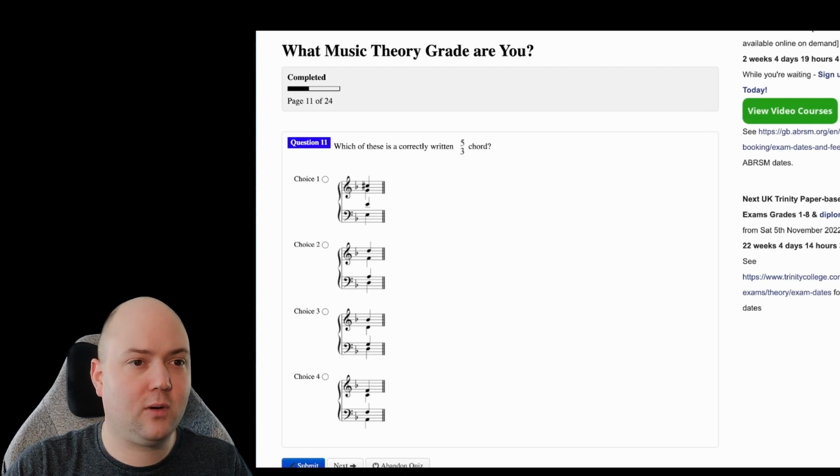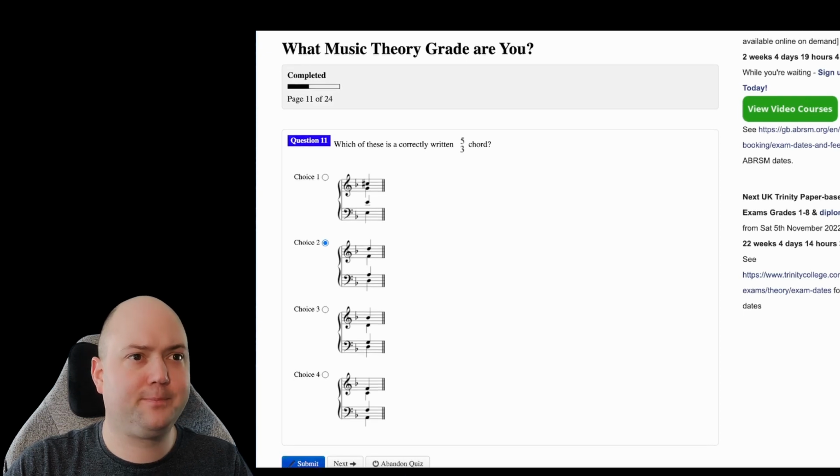So the first chord here, we have C sharp, E, G. That's not in root position. That's in first inversion. The second chord, we have a D minor chord that is in root position. So I'm pretty sure it's going to be choice 2. Choice 3, we have a G minor chord with the fifth in the bass. So that's incorrect. And choice 4, we have an F major chord with the third in the bass. So it's going to be choice 2.